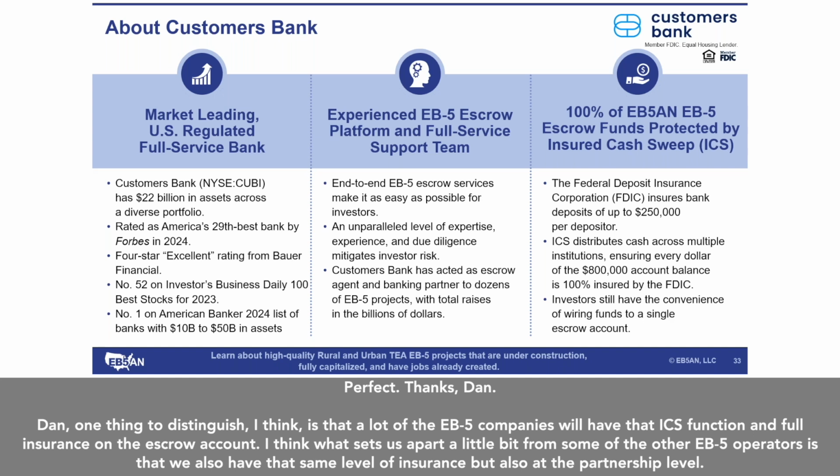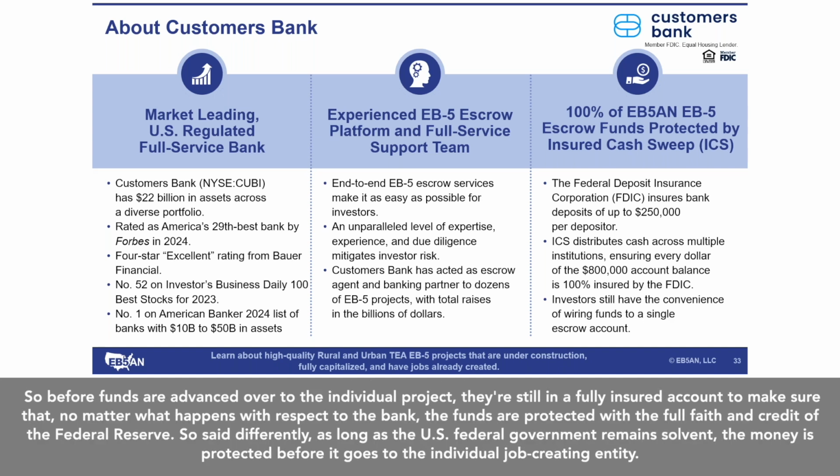Perfect. Thanks, Dan. One thing to distinguish, I think, is that a lot of the EB5 companies will have that ICS function and full insurance on the escrow account. I think what sets us apart a little bit from some of the other EB5 operators is that we also have that same level of insurance at the partnership level. So before funds are advanced over to the individual project, they're still in a fully insured account to make sure that no matter what happens with respect to the bank, the funds are protected, with the full faith and credit of the Federal Reserve. Yes, that's right.